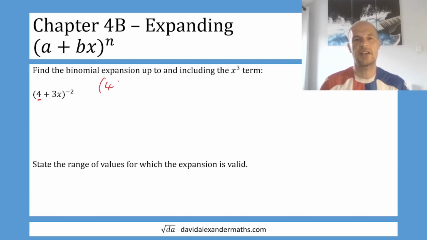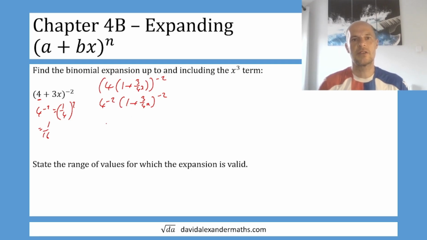So 4 plus 3x is 4 lots of (1 plus 3/4 x), all to the power of negative 2. If we expand those brackets, we'll get back to 4 plus 3x. Now, 4 multiplied by this, all to the power of minus 2, is the same as 4 to the minus 2 multiplied by (1 plus 3/4 x) to the power of minus 2. Now, 4 to the negative 2 is (1 over 4) all squared, so that is 1 over 16. So what we are doing is 1/16 of (1 plus 3/4 x) to the minus 2.